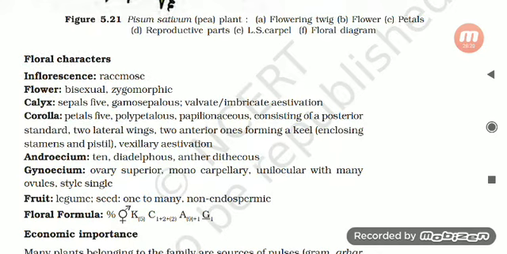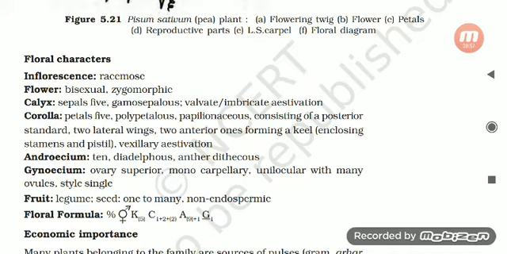Inflorescence: racemose. Flower: bisexual, zygomorphic. Calyx: sepals 5, gamosepalous, valvate or imbricate aestivation. Corolla: petals 5, polypetalous, papilionaceous, consisting of a posterior standard, 2 lateral wings, and 2 anterior ones forming a keel, enclosing stamens and pistil, vexillary aestivation. Androecium: 10, diadelphous, anthers dithecous. Gynoecium: ovary superior, monocarpellary, unilocular with many ovules, style single. Fruit: legume. Seed: one to many, non-endospermic.